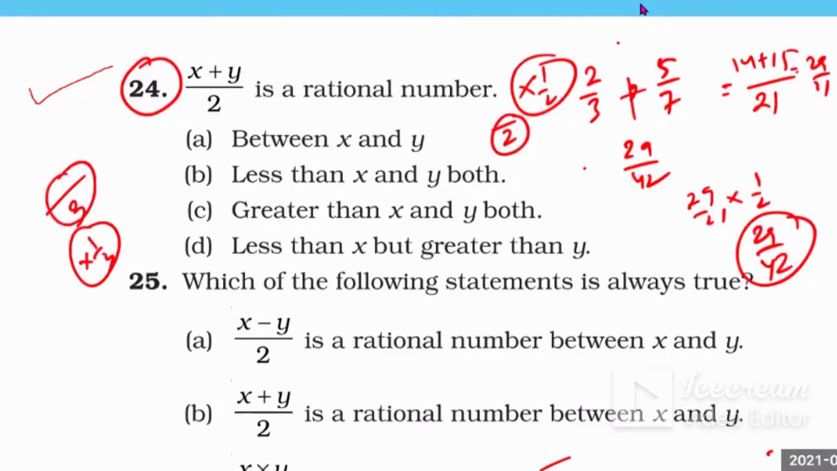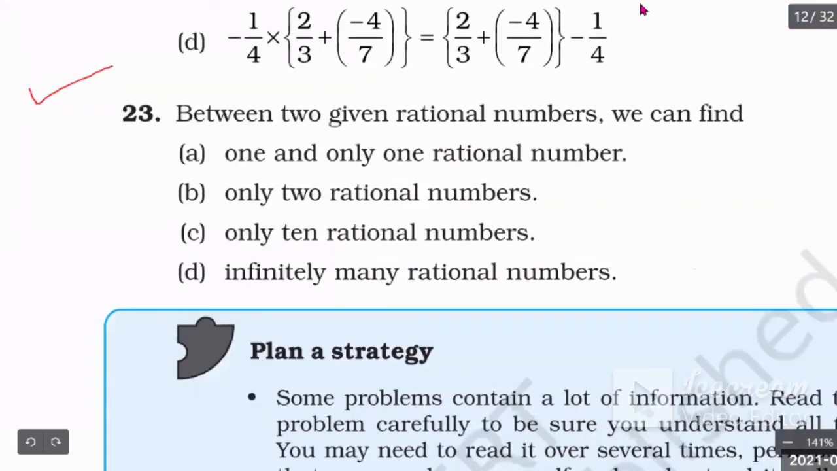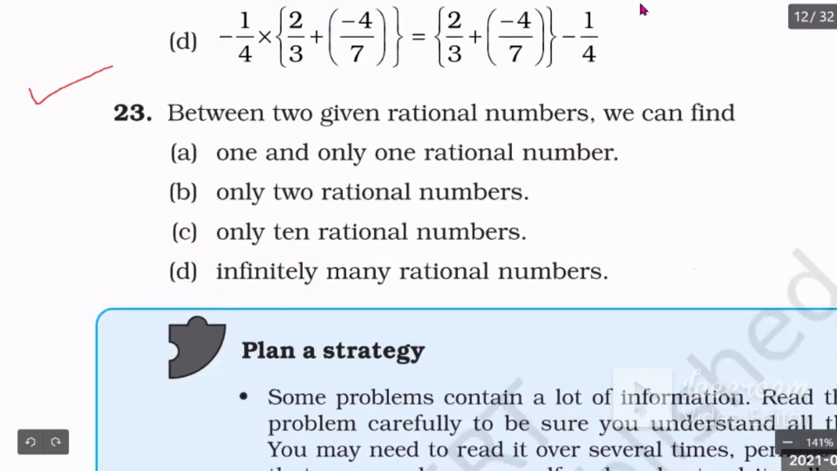Okay, x plus y by 2 is a rational number which is the answer between x and y. Is it clear? Yes sir. Question number 23. Between two given rational numbers, we can find infinitely many rational numbers. Clear? Yes sir.